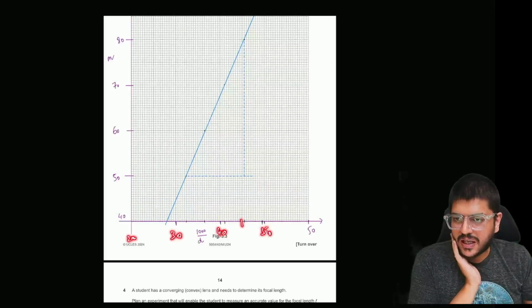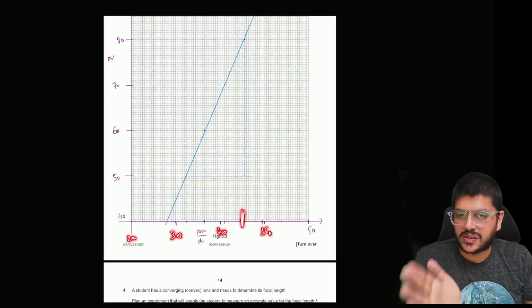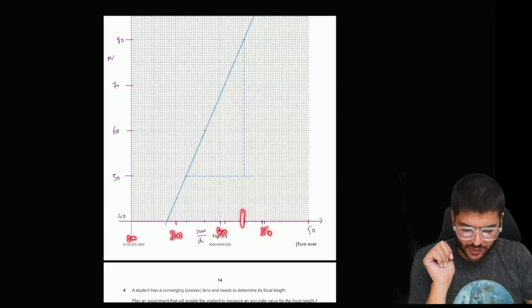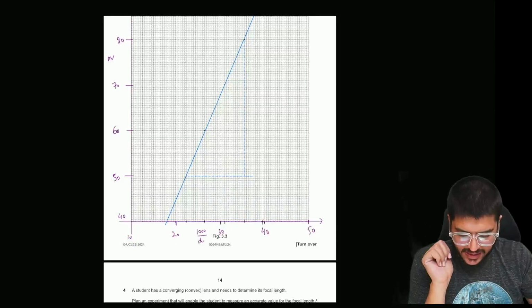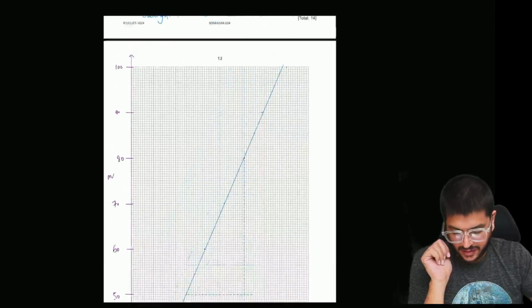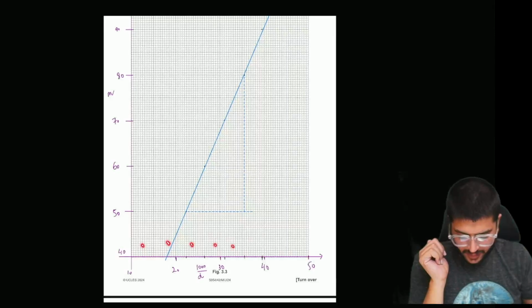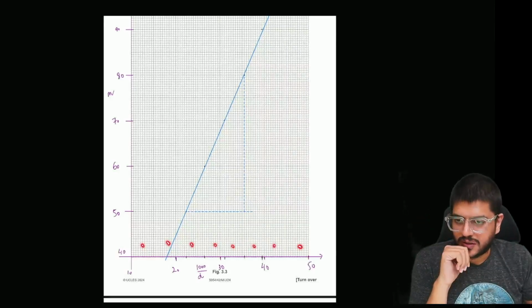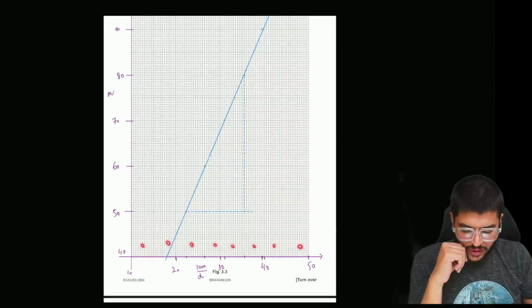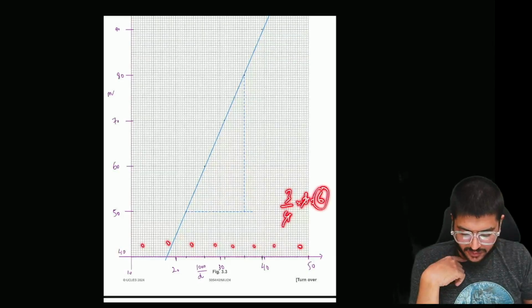But if I stop here, this does not cover 3/4 of the graph. 3/4 of the graph should be at least till here. At least. So look at this. 1, 2, 3, 4, 5, 6, 7, 8. 8 boxes. You need to cover 3/4 of the graph. So that means 6 boxes have to be covered.